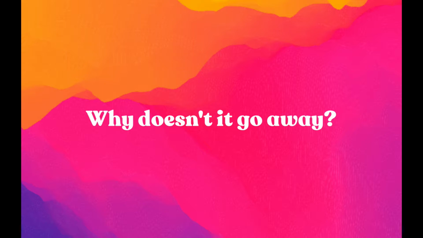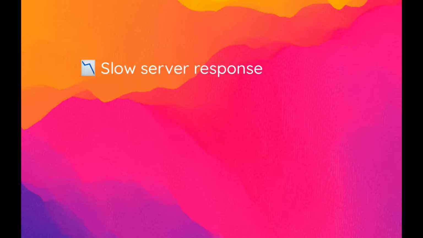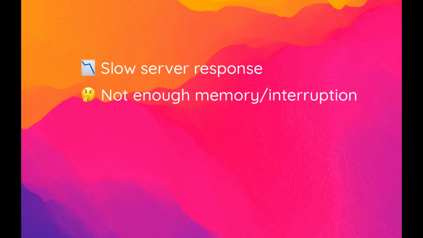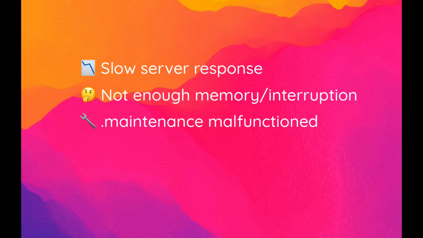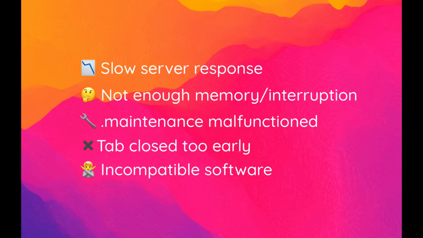When the "briefly unavailable for scheduled maintenance" message doesn't disappear, there are a few potential reasons as to why. Perhaps your server's response time was too slow. Maybe a low memory issue or interruption of an update script is causing it. The file may have essentially malfunctioned, and so WordPress still thinks that there are updates to be performed. It's possible that you closed the browser tab before the updates were done, and so the removal of the .maintenance file was never triggered. Or perhaps the software you're updating might be incompatible and causing a conflict.